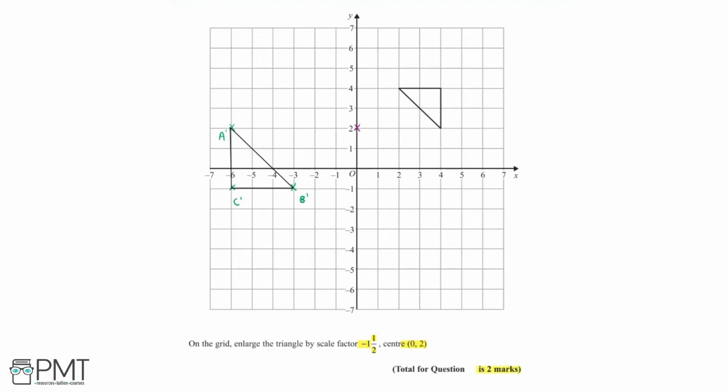And now we get the 2 marks in this question for getting all the correct points in our new triangle and for getting the correct size, allowing us to get the full marks needed in this question.